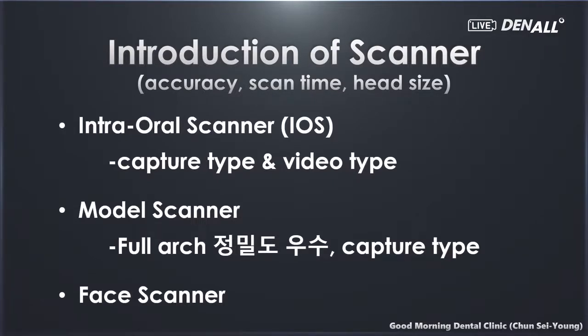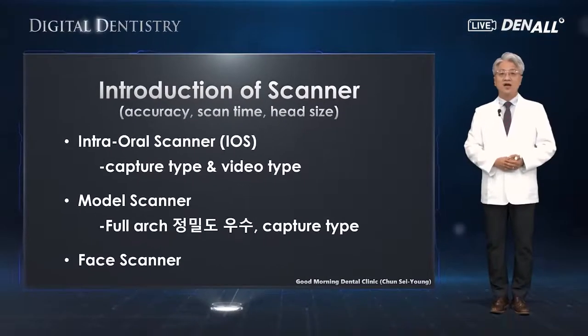There are many different types. First, the intraoral scanner and the model scanner to scan the model, and the face scanner, which scans the three-dimensional face. As you can see, the most important things when it comes to a scanner are the accuracy, scan time, and the head size. These need to be considered when you choose a scanner.